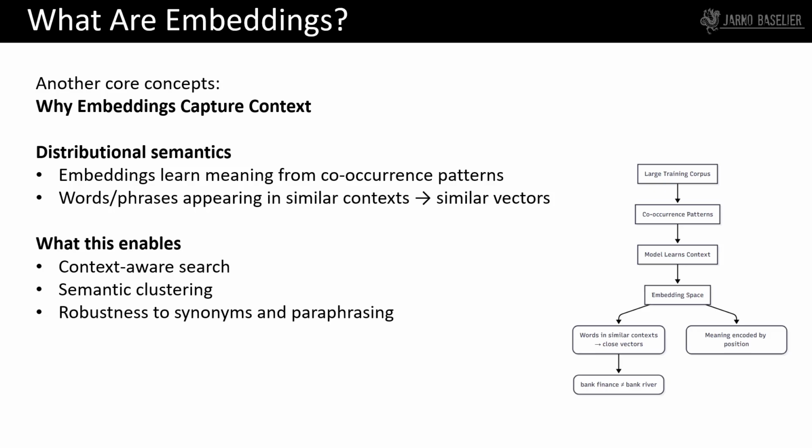So the graph on the right: we have a large training corpus, then we have co-occurrence patterns, we have the model learned context, which is the third step. Then we have an embedding space where words in similar context have close vectors, like bank finance is not equal to bank river, but bank and finance are close to each other. And on the other hand, where meaning is encoded by positions.